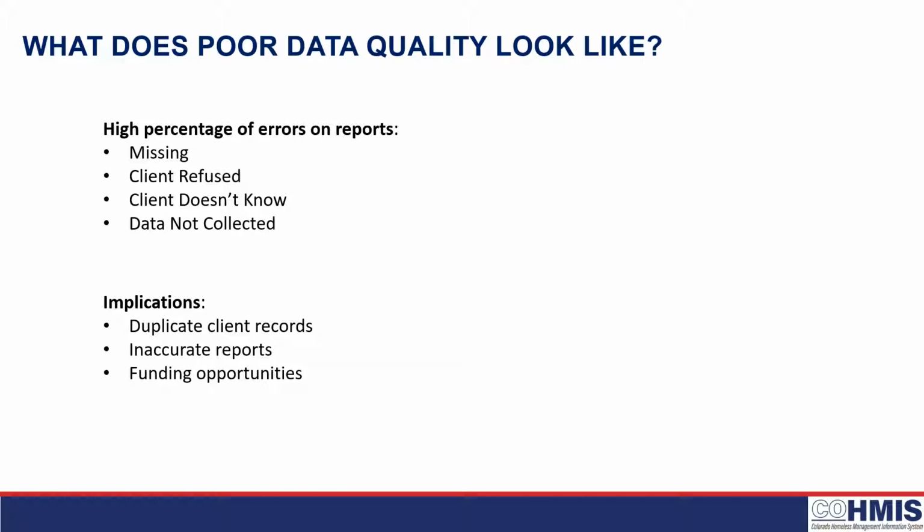So what does poor data quality look like? Well, it's pretty straightforward. If you have a high percentage of missing information or client refusals or client doesn't know or data not collected responses on your reports associated with your projects, that's poor data quality. And the implication of that is we can create a high number of duplicate client records, which will result in inaccurate reports about the state of homelessness in our community here in Colorado. It can also negatively impact our ability to secure funding opportunities. As I mentioned previously, communities with higher data quality can be prioritized over communities with low data quality.